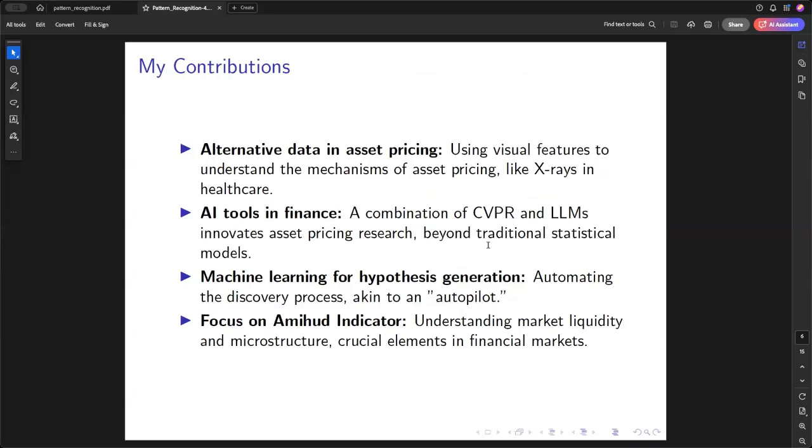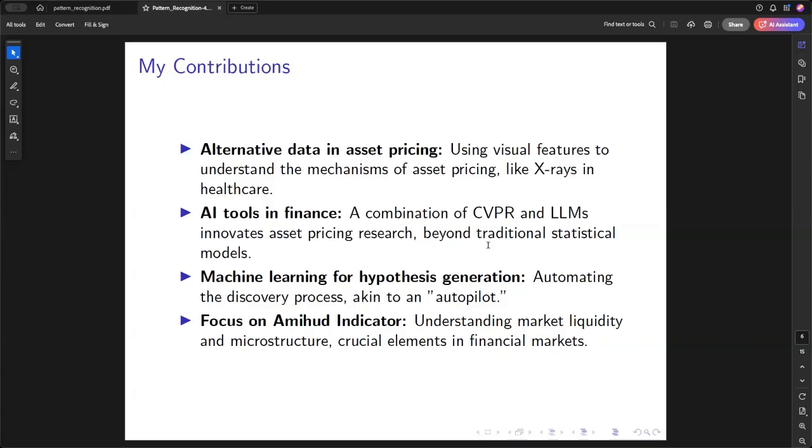My contributions to the literature include that I use alternative data in asset pricing. I use the visual features to understand the mechanisms in asset pricing. So it's parallel to the use of X-rays in the healthcare industry for diagnosis of conditions. And I also made an innovation of combining CVPR and LLMs to study asset pricing, which is beyond the traditional statistical models.